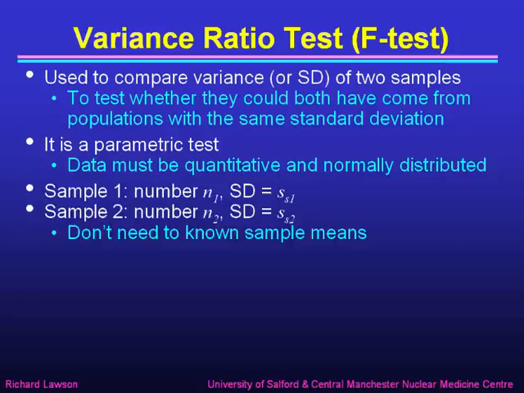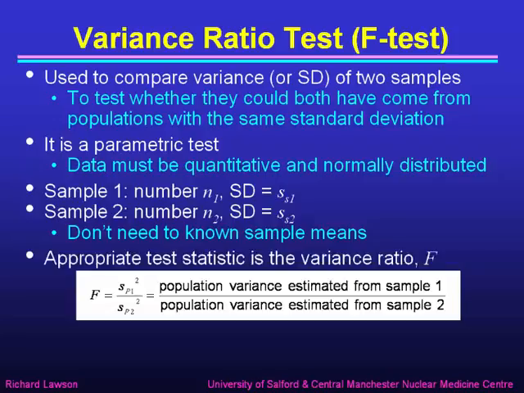We've got two samples to compare. Let's say sample 1 has a number of measurements n1 and a standard deviation of ss1, and that sample 2 has a number of measurements n2 and a standard deviation ss2. Note that we don't need to know the mean of either of these samples, we're only testing their standard deviations. The appropriate test statistic is the variance ratio, F.